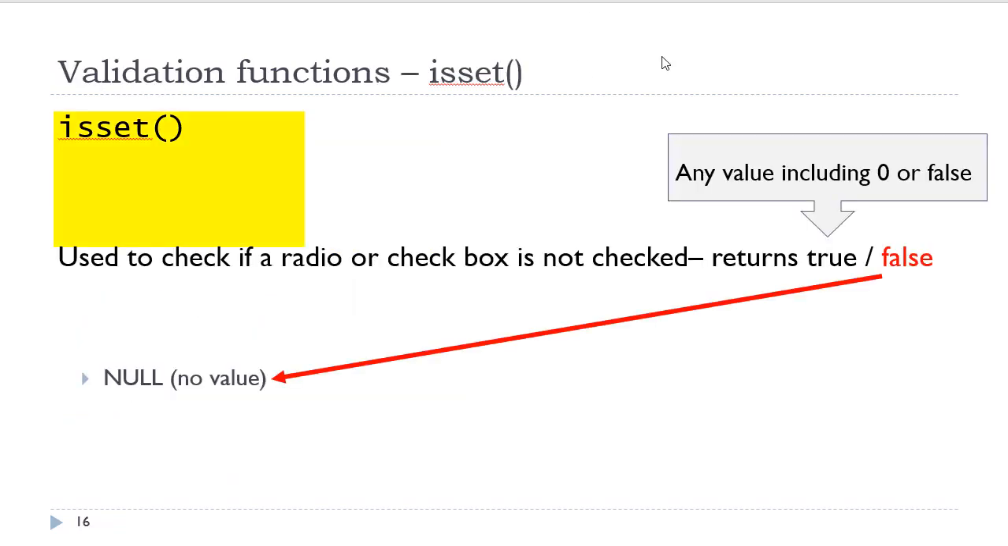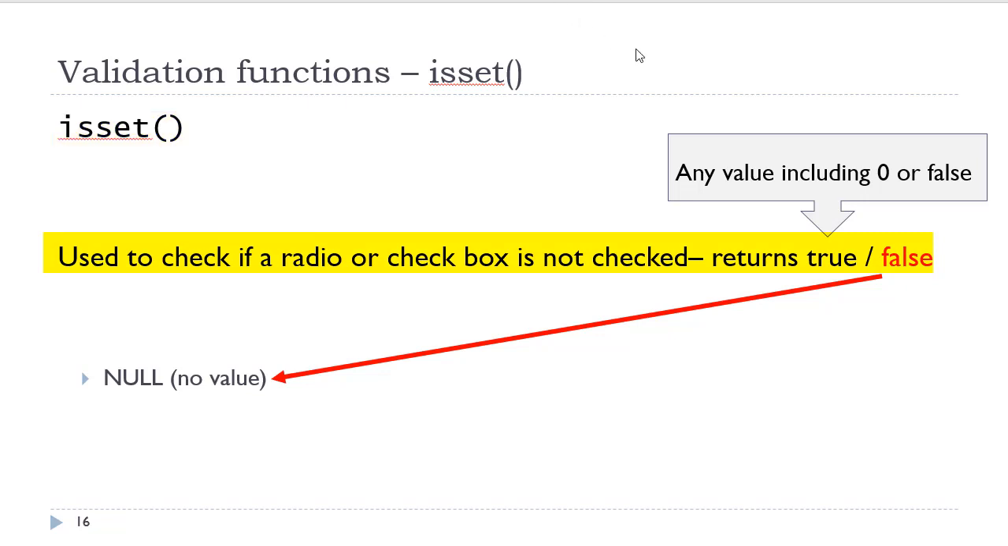The isset function is a valuable function which is used to determine if a radio or checkbox is not checked. When you are retrieving values from a form, if that box has no value, and I don't mean an empty value, I mean no value at all, which is technically null, you will get an error message. You cannot store a value from a form element into a variable if it does not exist. You will get an error message.